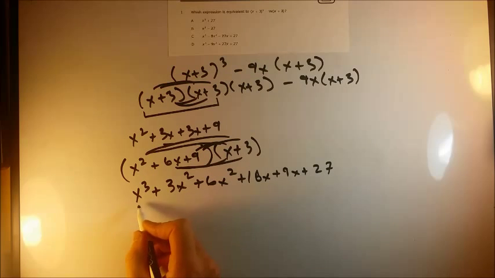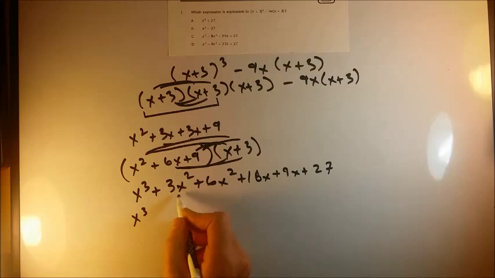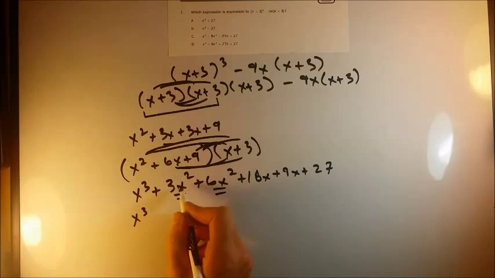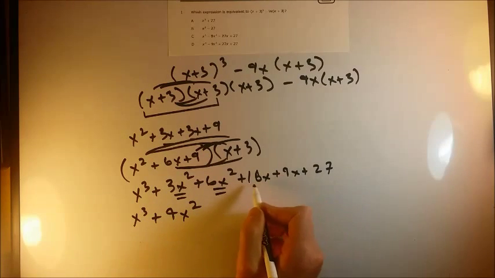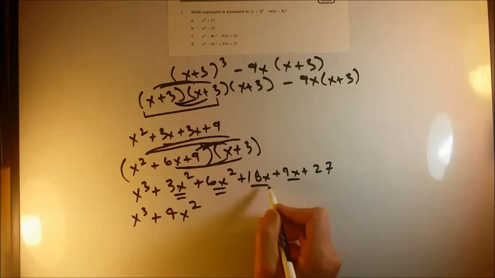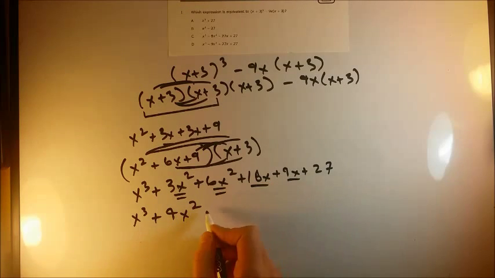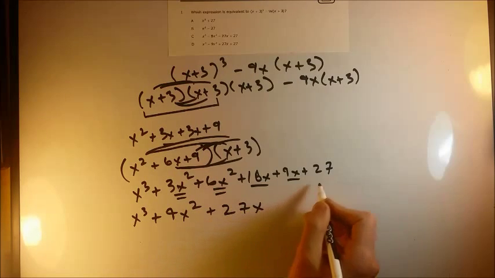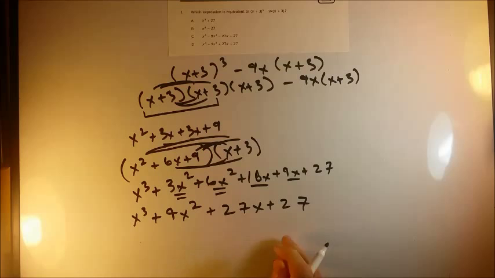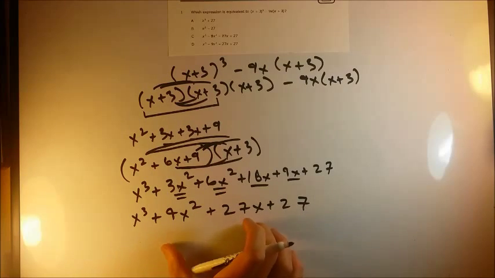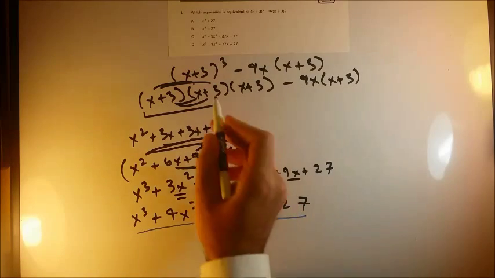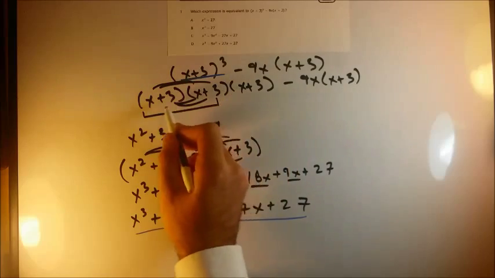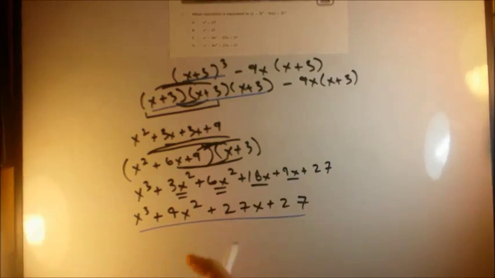So x cubed just comes down. 3x squared and 6x squared are both like terms, so I'll add up my coefficients. This gives me 9x squared. 18x plus 9x are like terms, so 18 plus 9 gives me 27x, and then I just bring down my 27. So this whole expression, which I'll underline in blue, was just my (x + 3)³. I simplified it to get this expression.